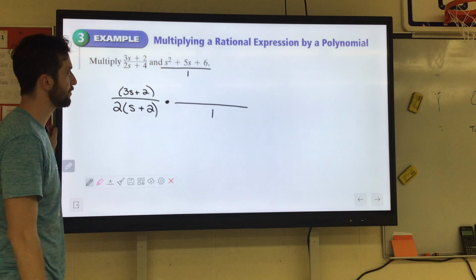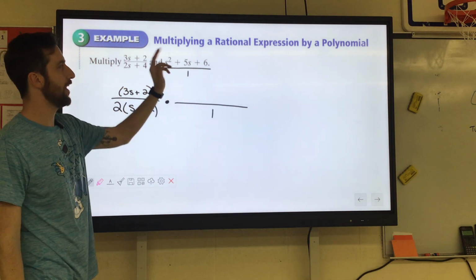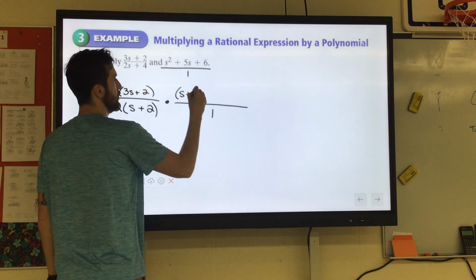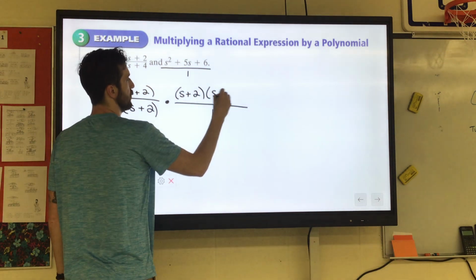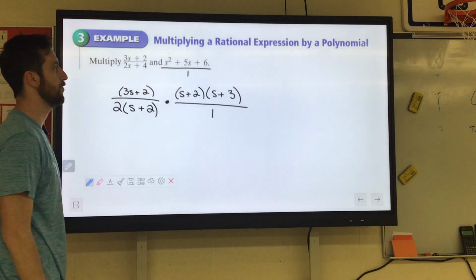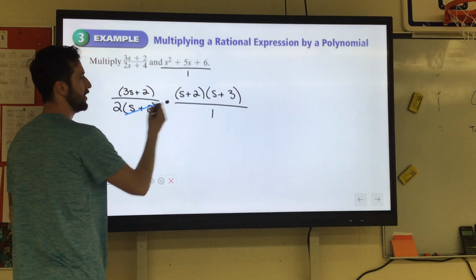Denominator's 1. Factors of 6 that add up to 5 would be 2 and 3. S plus 2, s plus 3. We've factored everything we could. Is there anything we can now get rid of? Ooh, they both have an s plus 2.